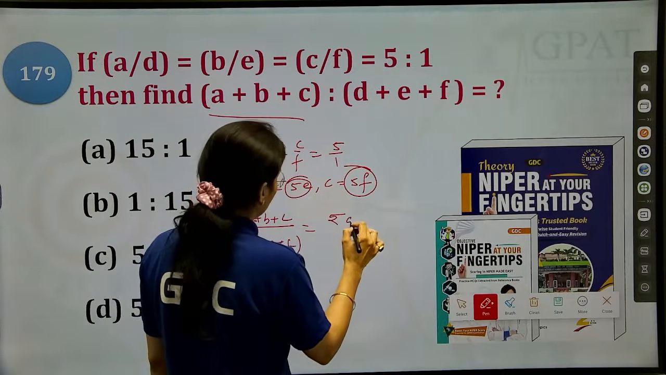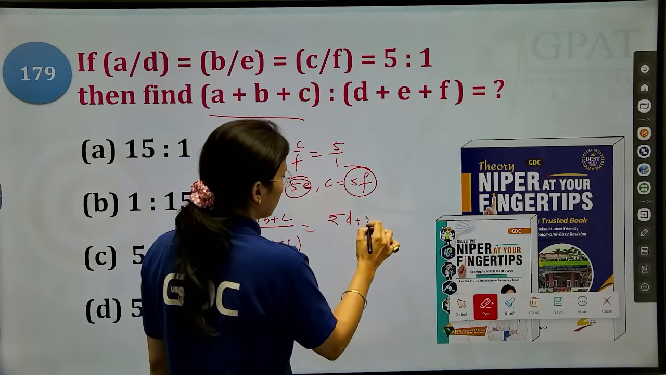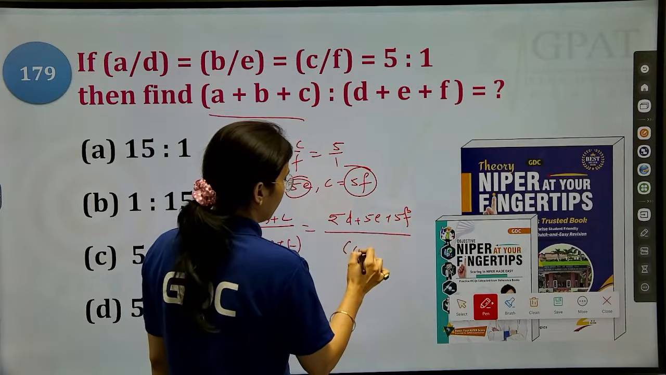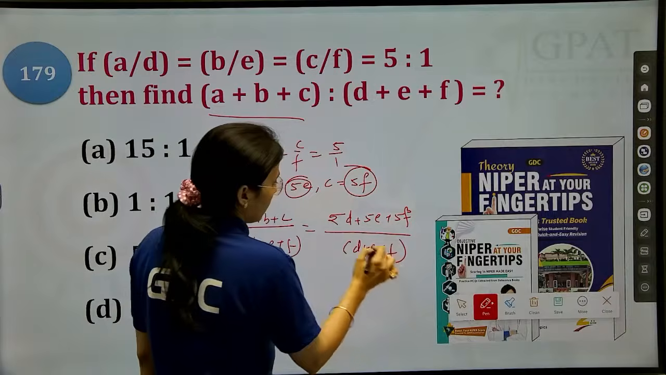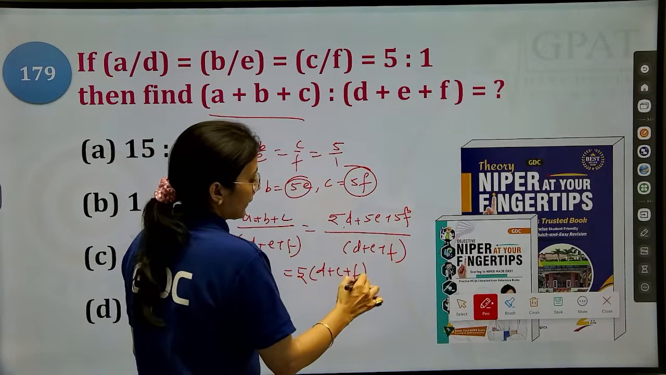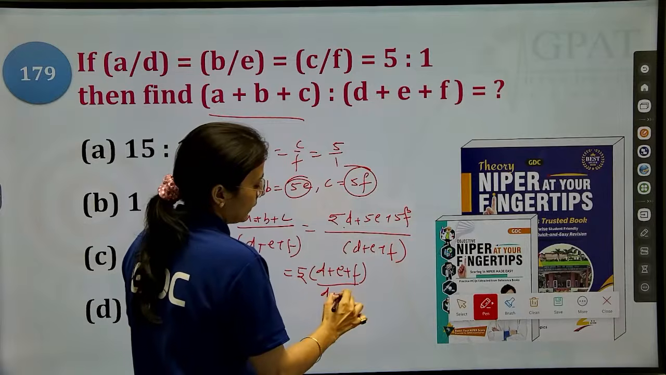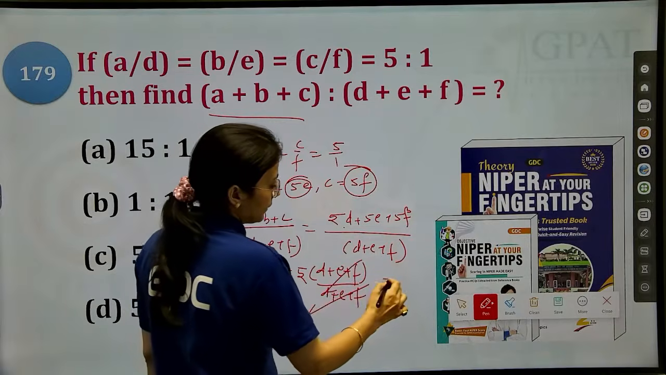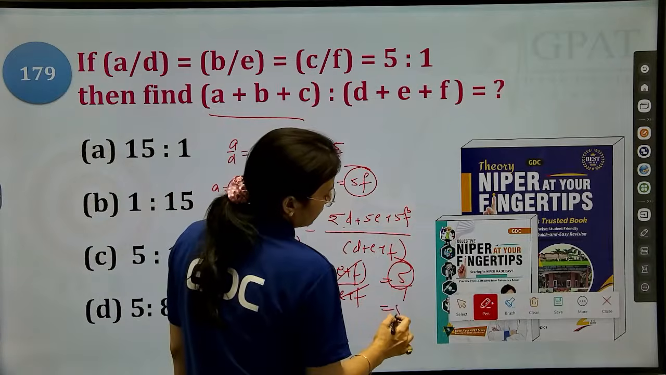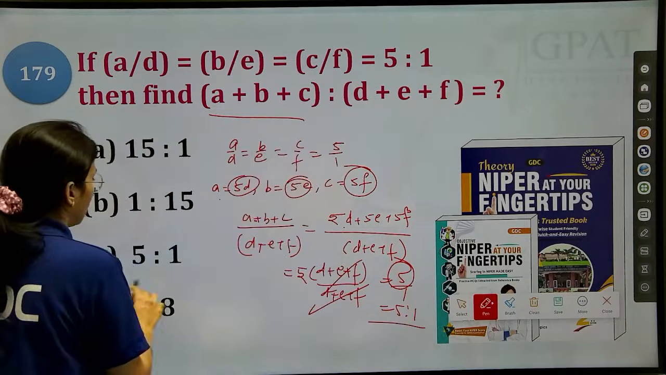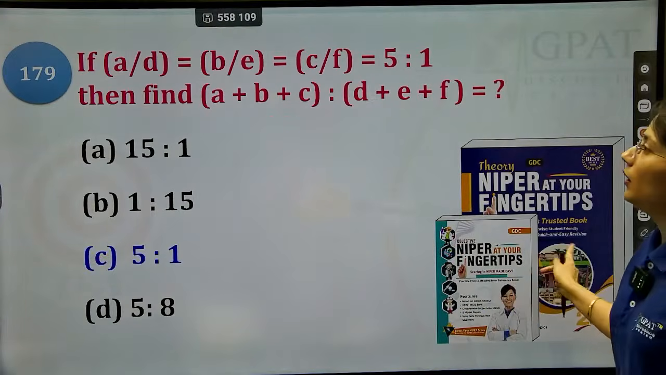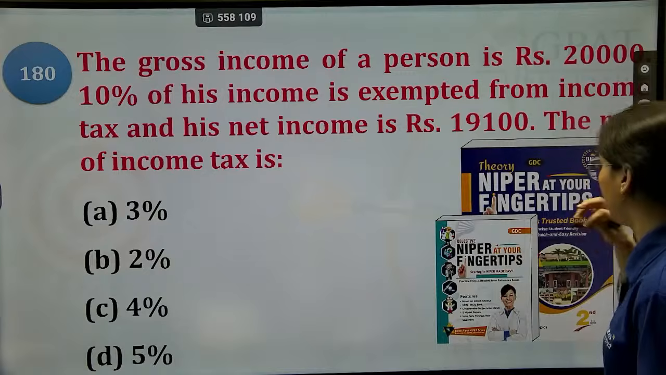So 5D plus 5E plus 5F upon D plus E plus F. So we can take 5 as common, so D plus E plus F upon D plus E plus F. We can cancel this, and the value is 5 by 1, that is 5:1. So answer is C. 5:1 is the answer.